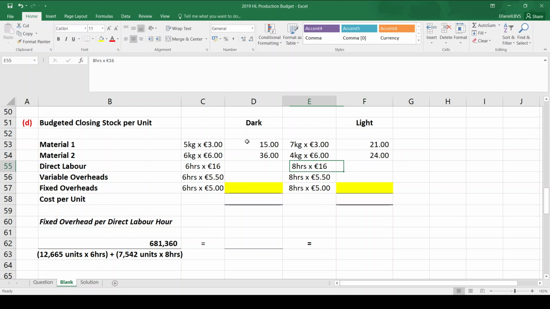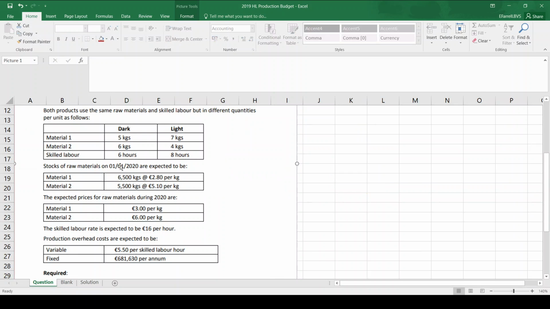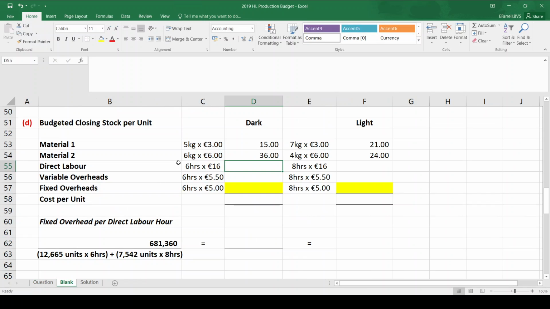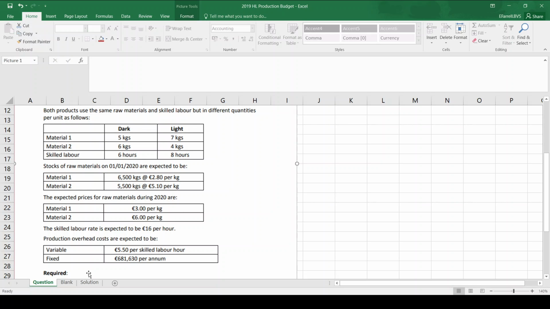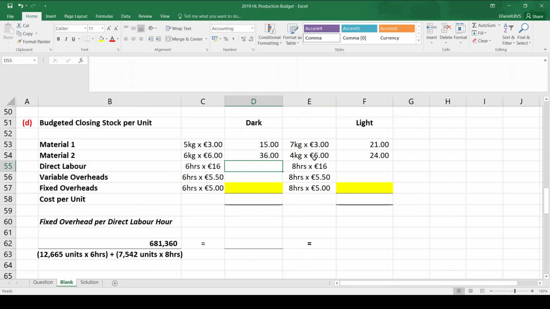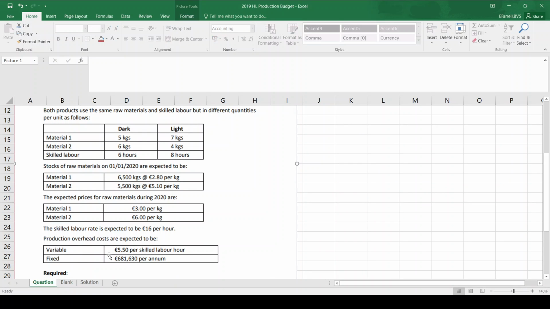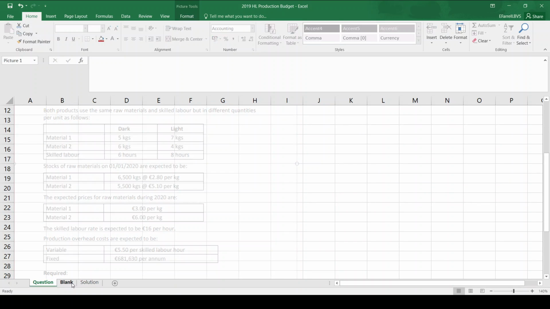For direct labour and variable overhead, for dark, it takes 6 hours to make a unit, and for light, it takes 8 hours to make a unit. So again, just to have a look here, for dark, 6 hours, and light is 8 hours. That's where the 6 hours and the 8 hours is coming from. The labour rate per hour is €16. We can see that from the question here, €16. So 16 and 16 for the labour. The variable overhead, 5.50 and 5.50. So again, from the question, we can see that that is 5.50.